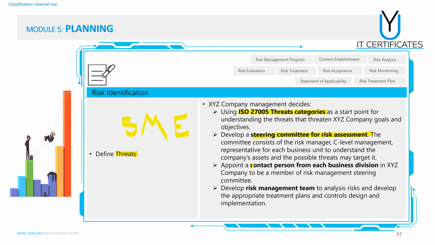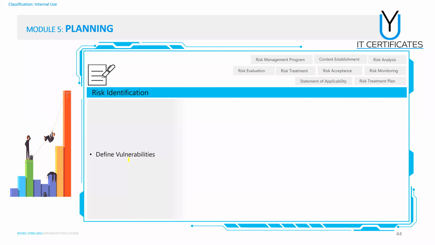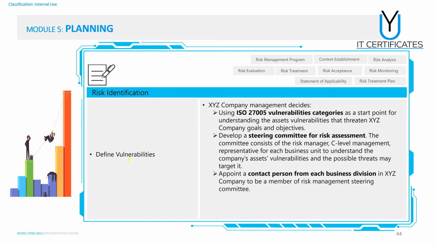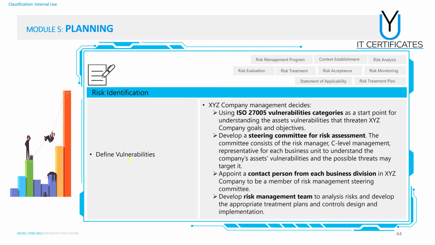experts, or you have a contact person from each business division who will be able to explain all the threats to you. And of course, the risk management team will work with all these sources and collect the required information. The same is valid for the vulnerabilities. The same concept: again, you have to work with the 27005 vulnerabilities categories, or with a steering committee, contact persons, risk management team, and so on.